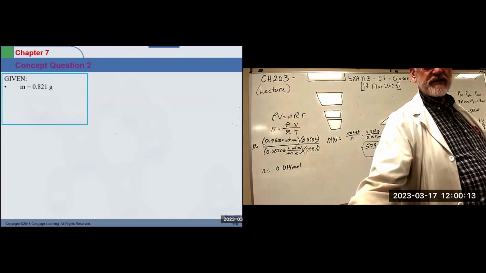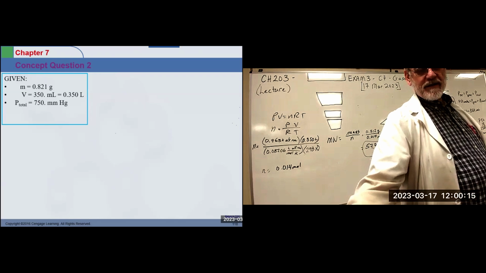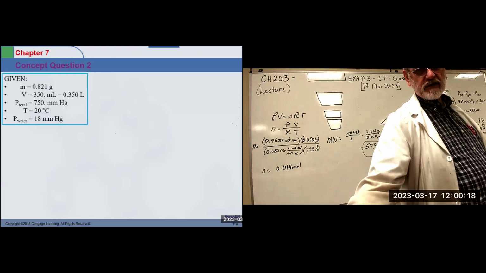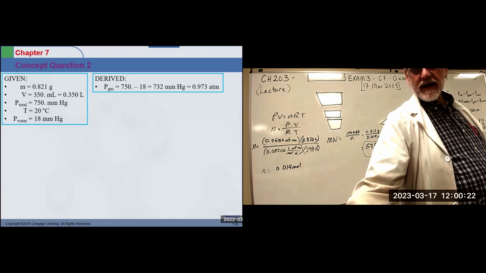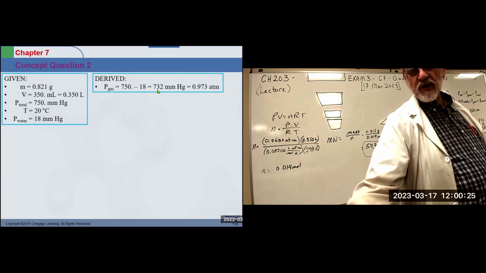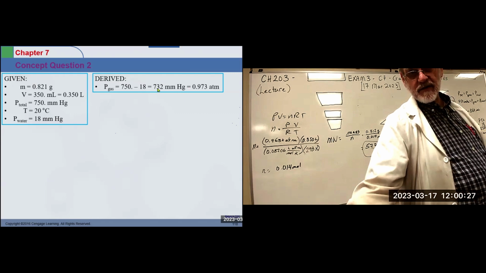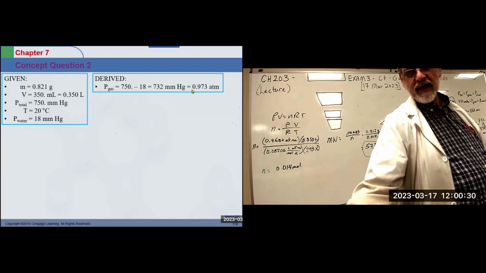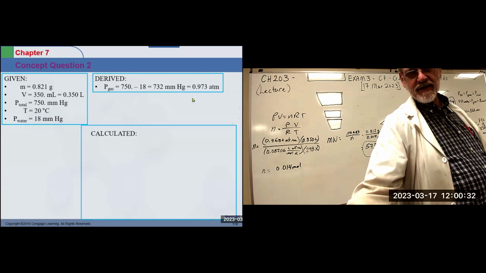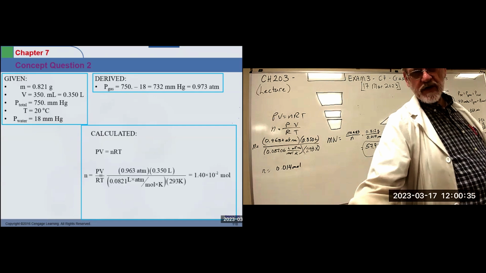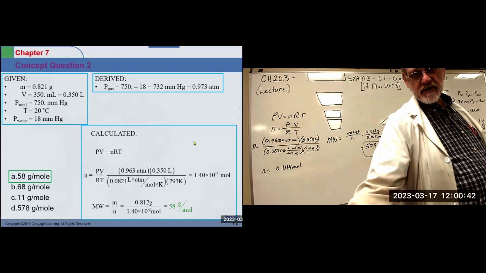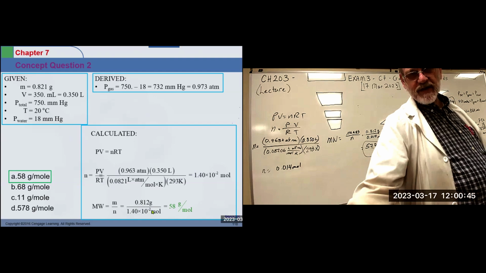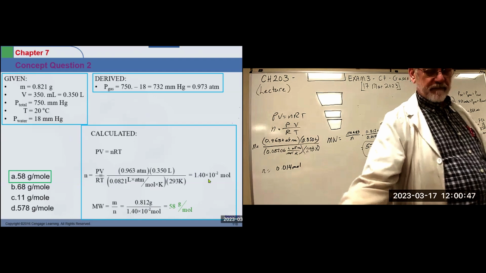Oh, I got an animation showing you. Okay. There's what we're given, all that information. So now we're going to find out how many millimeters of mercury is for the gas with water subtracted. And that converts to that many atmospheres, right? And then we use that equation to calculate moles. There we go. And plug it in. There it is. 0.812 divided by that many moles is 58 grams per mole. So there you have it.